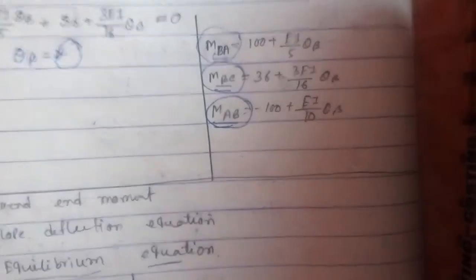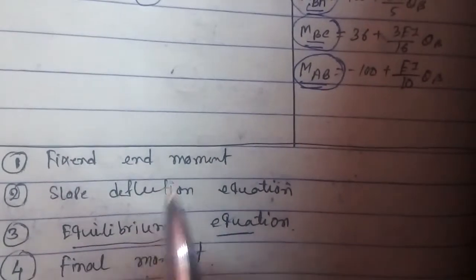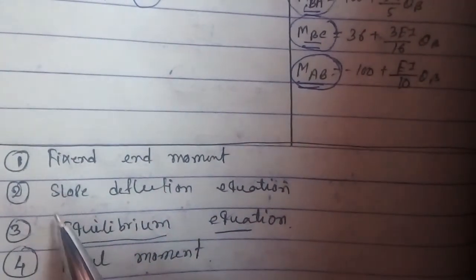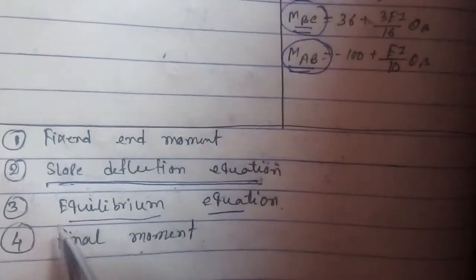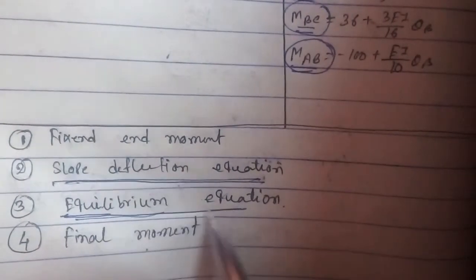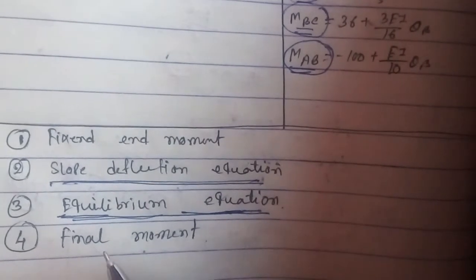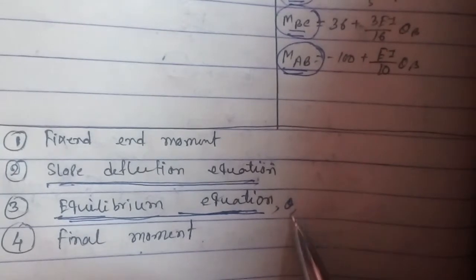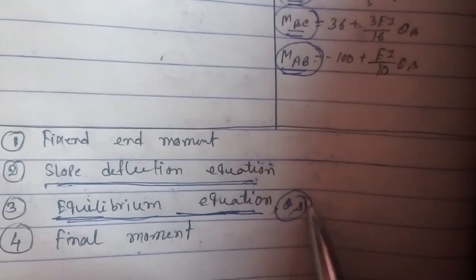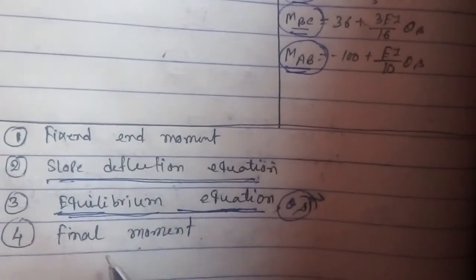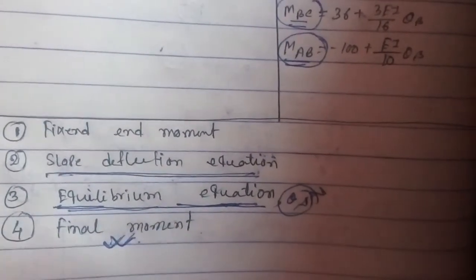So now briefly we can say that for the slope deflection method, first of all we have to find the fixed end moment. After that we have to prepare the slope deflection equation. After that we have to prepare the equilibrium equation, and after preparation of the equilibrium equation, from that we will find the value of the unknown theta, delta, or anything else. And moment. So after solving this equilibrium equation we will get the final moment, and after the final moment we will draw the bending moment diagram.